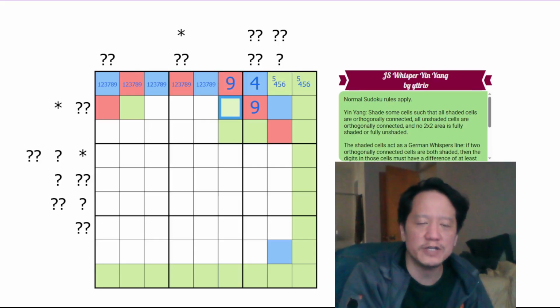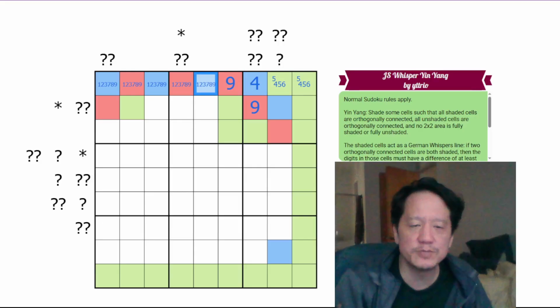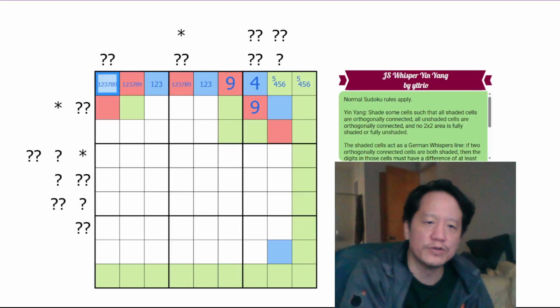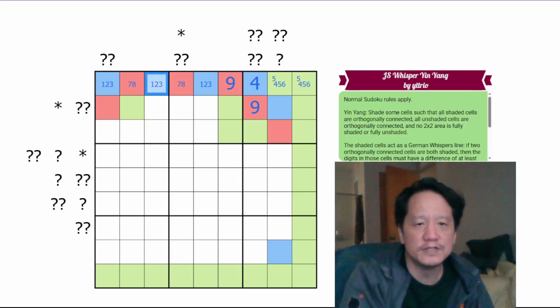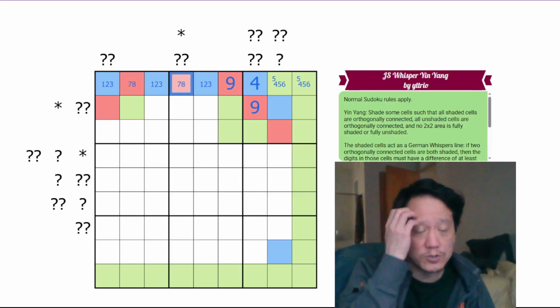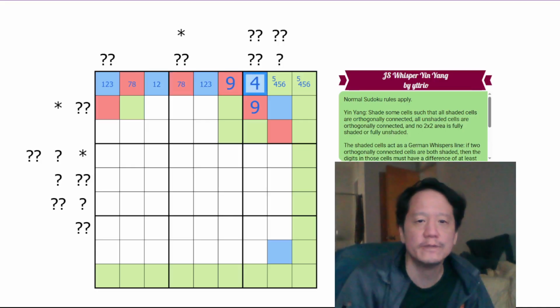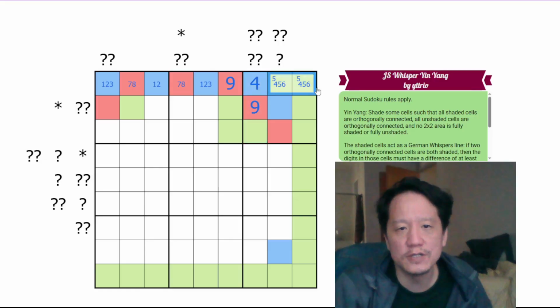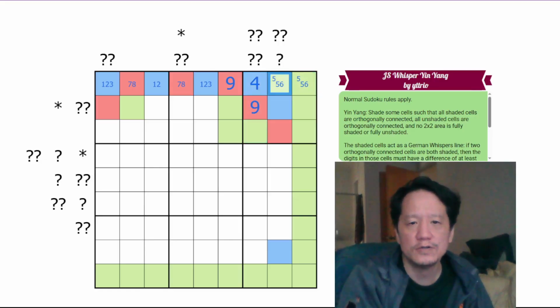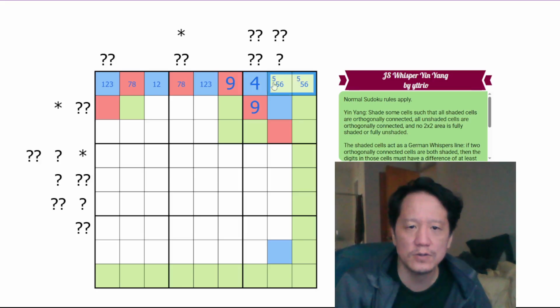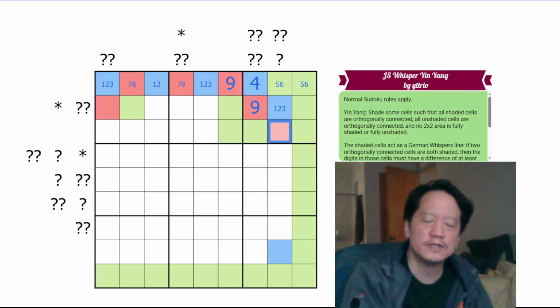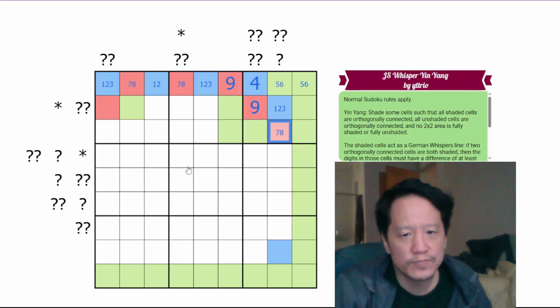That forces this to be 9 here. This must be 1, 2, 3 as a triplet. This can't be 1, 2, 3, cannot be 9, therefore this is 7 and 8. This digit must be able to be next to both 7 and 8, so it cannot be 3 there. So this is a 2-digit number. This can't be 4, so this is 5, 6 as a pair. This has to be 1, 2, or 3. This is 7 or 8 there.